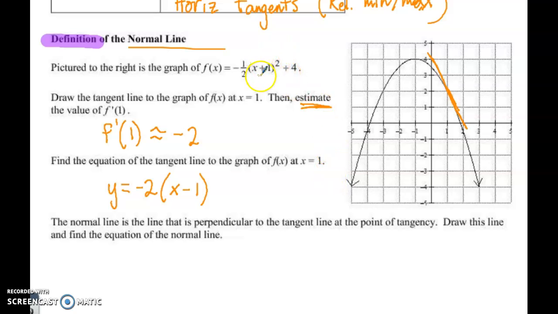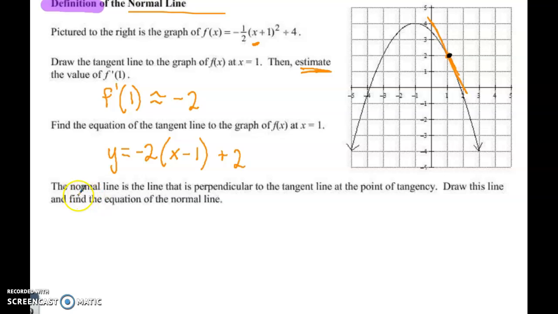Well, there's two options. Go back up here and plug in 1 for x. So 1 plus 1 is 2, squared is 4. Negative 1/2 of that is negative 2, plus 4 is 2. Or, the easy way, just look at the graph. The graph is right here at 1, 2. So clearly the y coordinate is that. Now here's the tangent. Here's the normal line.